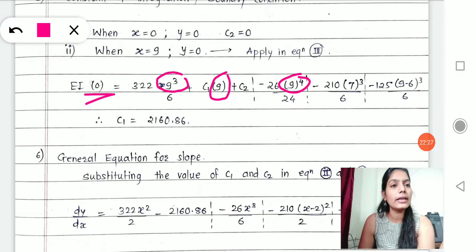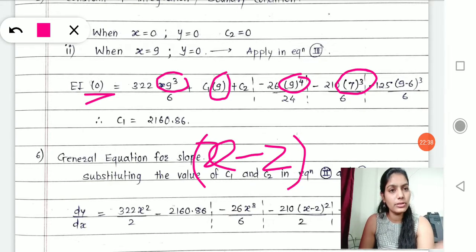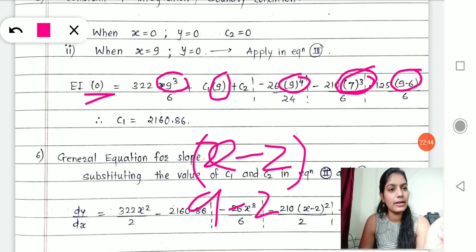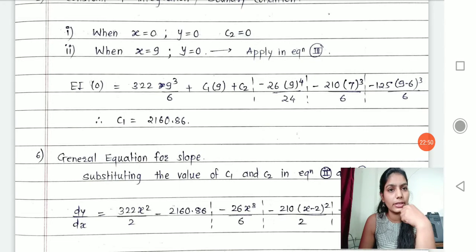Okay. Here I have made a small mistake, or you can see here I have written 7. You must be wondering why there is a 7. Because here x minus 2 was in the equation and x is 9, 9 minus 2 is 7. Similarly, x minus 6 for the concentrated load, 9 minus 6 will be equal to 3, raised to the power.